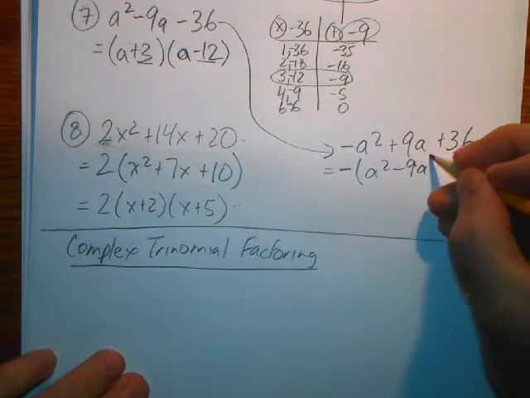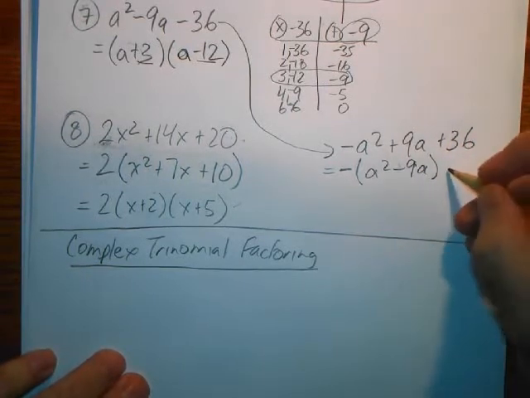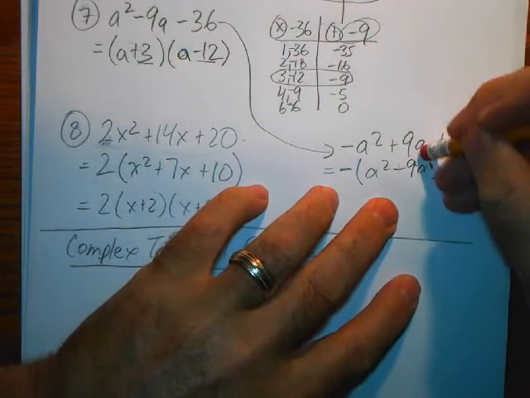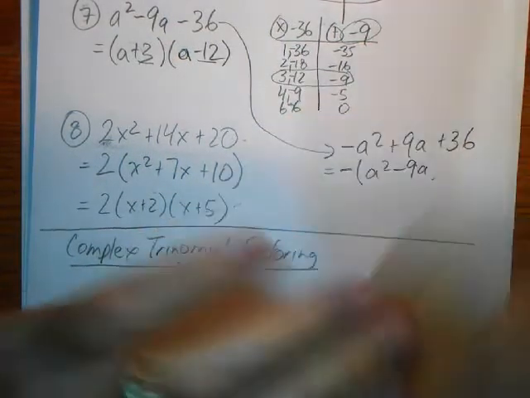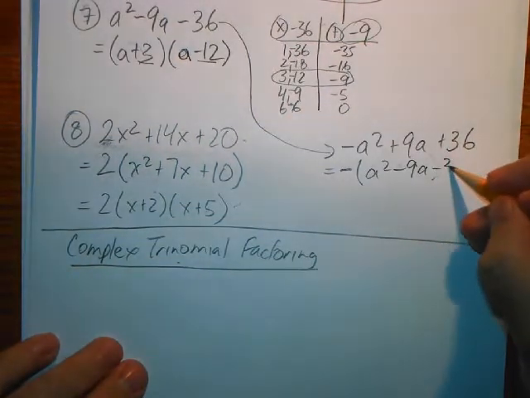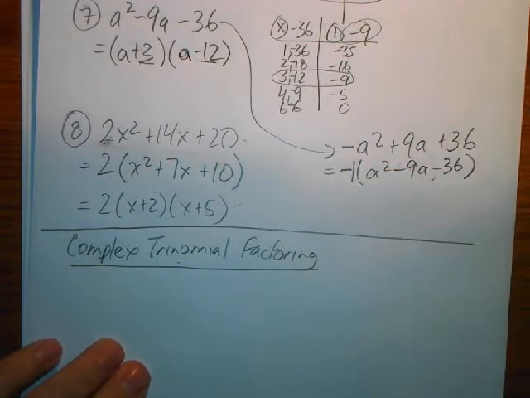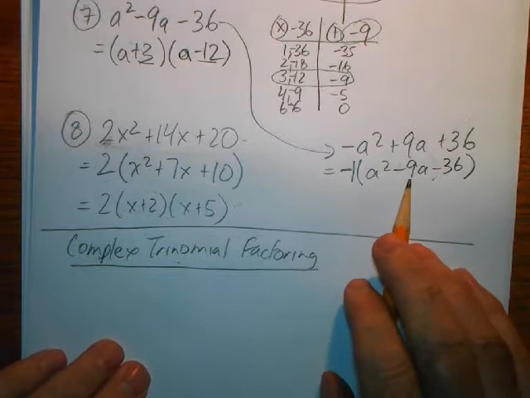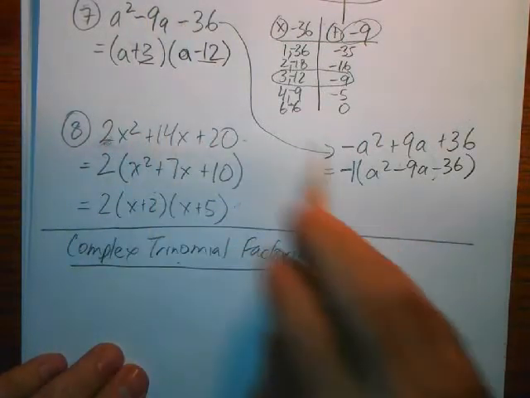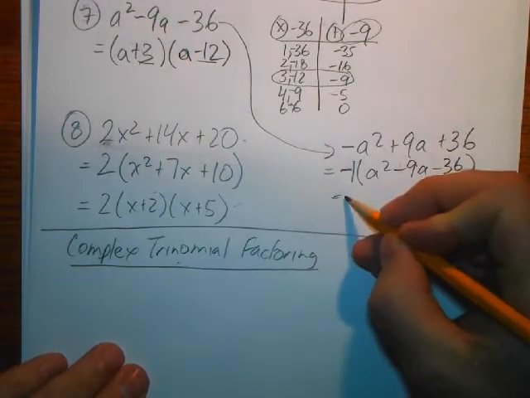And then a minus 36. Okay, and then you could treat that as a -1 if you'd like. And then you notice this is exactly the same as that. So you would do your work for that. You would come up with an answer of (a + 3)(a - 12).